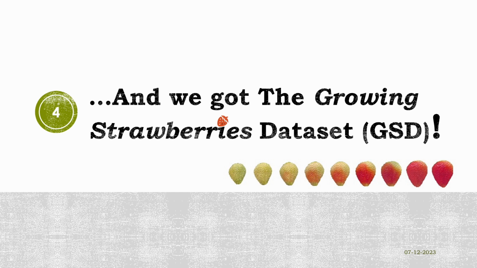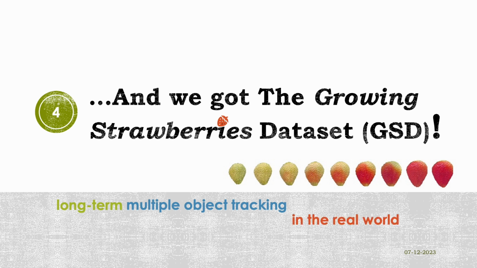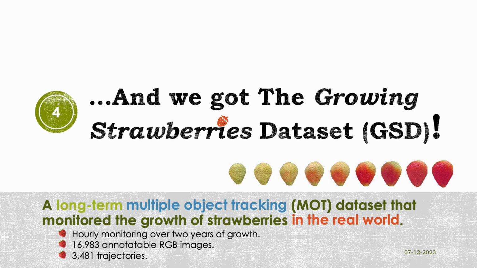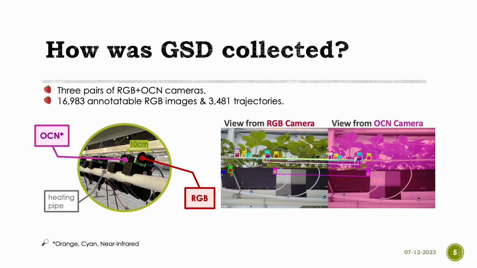As already hinted by the title, this is a multiple object tracking dataset. Each sequence of GSD carries the cultivation of strawberries in a year, so it is a very long-term tracking task. And more importantly, what we are monitoring is what's happening in the real world. So, in a nutshell, the GSD is a long-term multiple object tracking dataset that monitors the growth of strawberries in the real world.